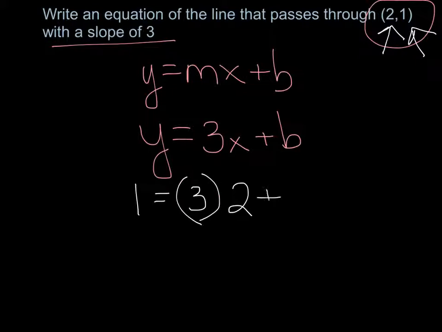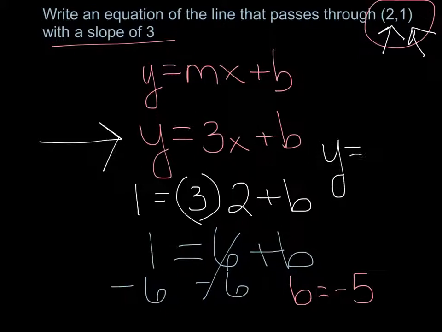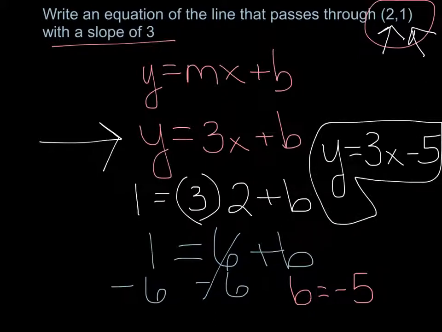So that will give us an equation of 1 equals 3 times 2 plus b. 3 times 2 is 6, plus b equals 1. You subtract 6 from both sides. That gives you b equals -5. So now you can go back up to your original equation and just plug in your b value. So y equals 3x minus 5 is your equation for the graph that passes through (2, 1) with a slope of 3.